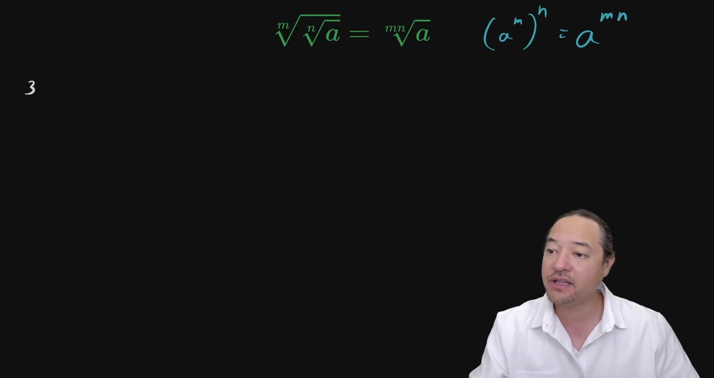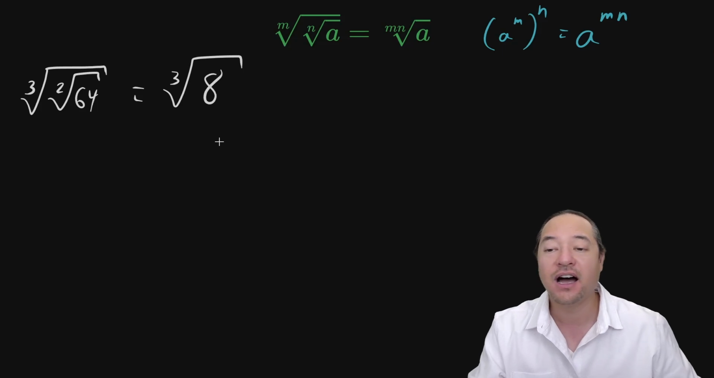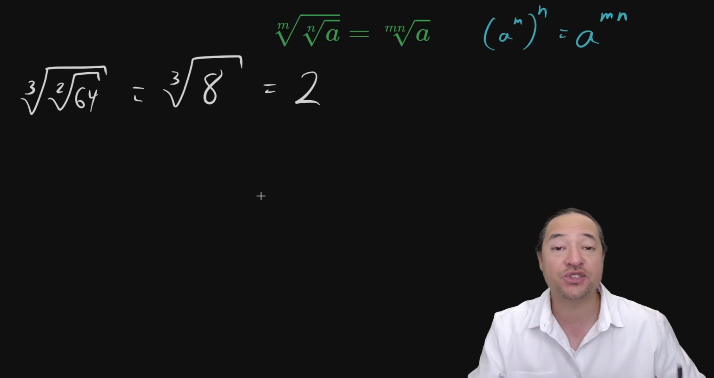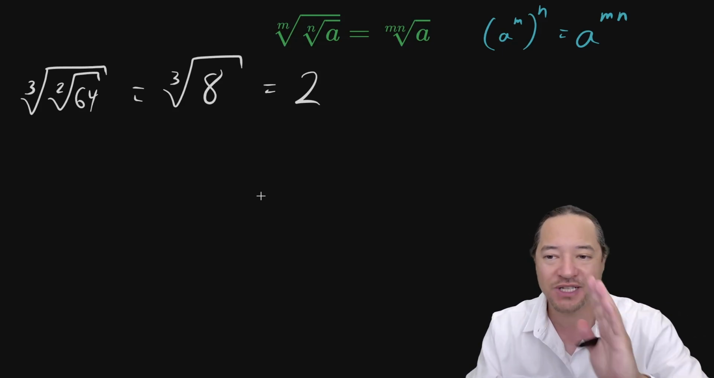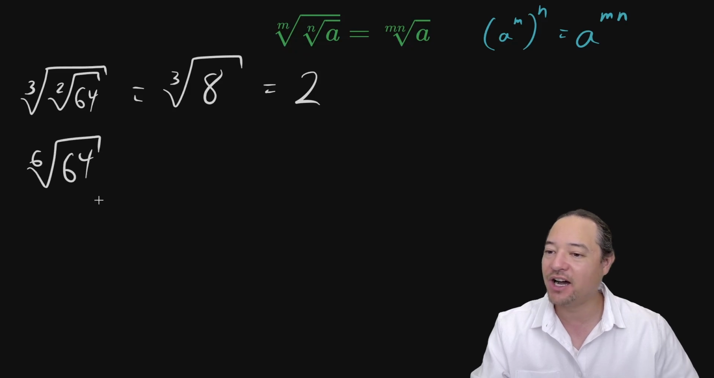Let's try taking the cube root of the square root of 64. What's that going to equal? So let's do the inside part first. The square root of 64 is 8, right? Because 8 times 8 is 64. So this is the same as the cube root of 8. And we already saw that the cube root of 8 is equal to 2, because 2 times 2 times 2 is 8. 2 cubed is 8. So let's use this rule now. This should be equal to 3 times 2, the 6th root of 64, right? We want to see if that is equal to 2.